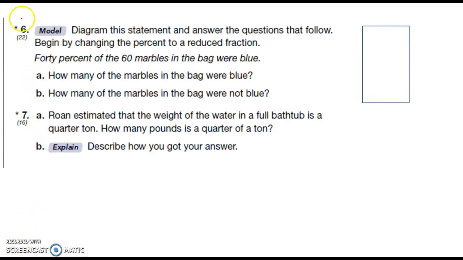Okay, number 6. Diagram this statement. So this is the first thing we'll do. Diagram this statement and answer the questions. And then it looks like it says begin, so maybe this is the second thing and this is the third thing. Begin by changing the percent to a reduced fraction. So let's see what we've got.